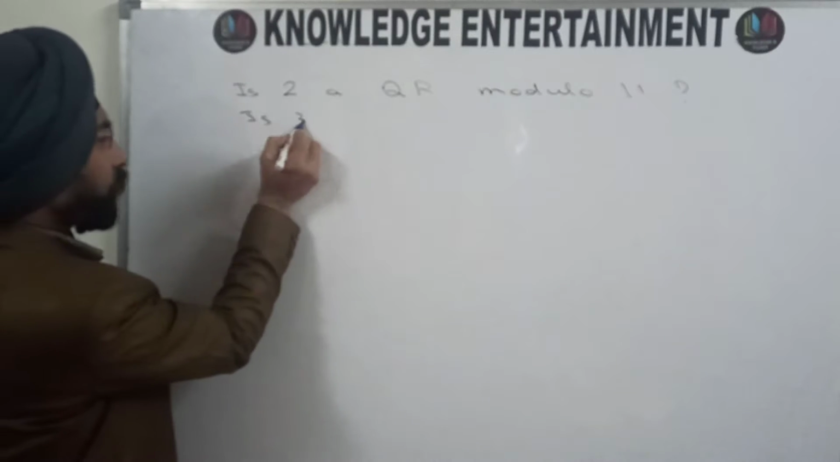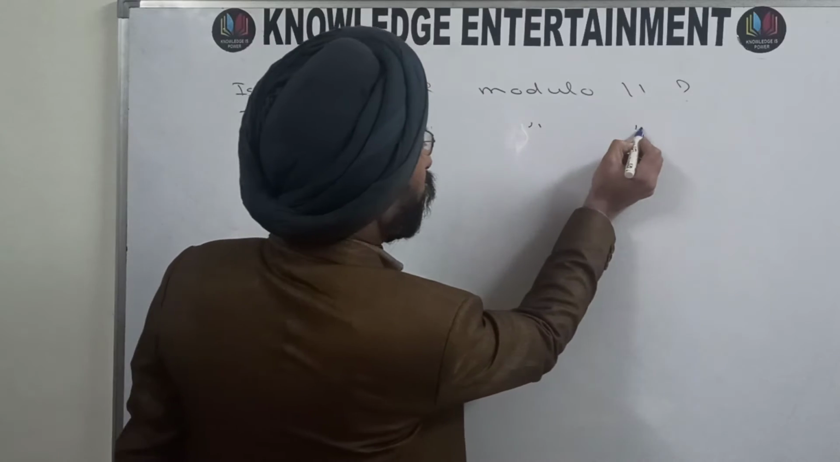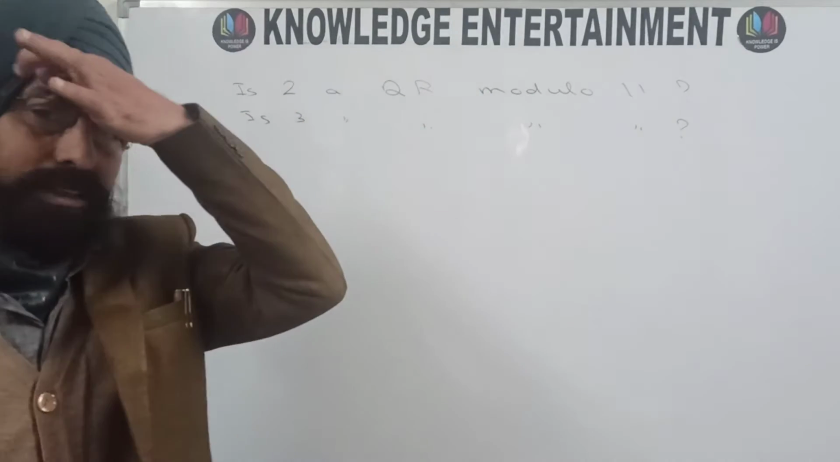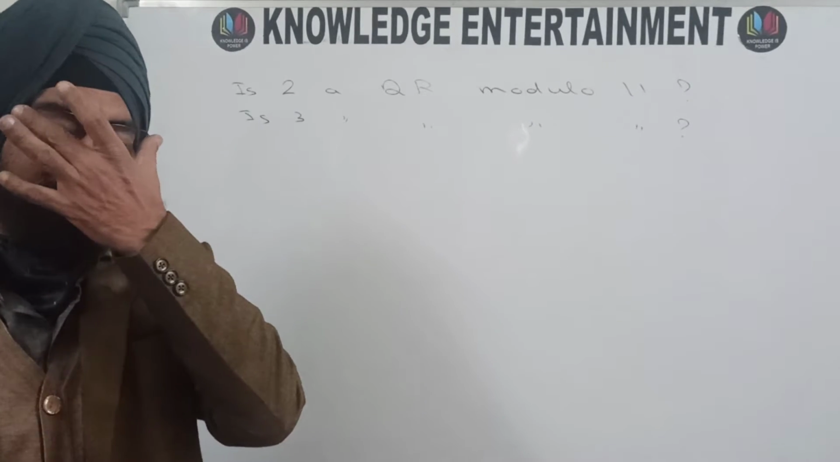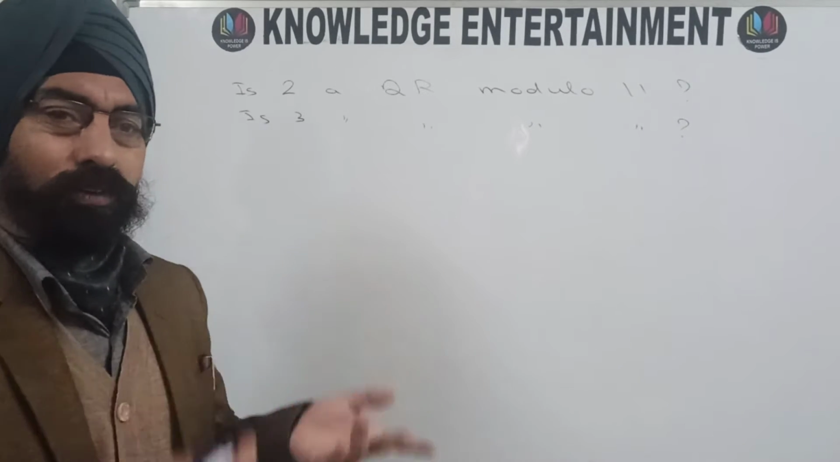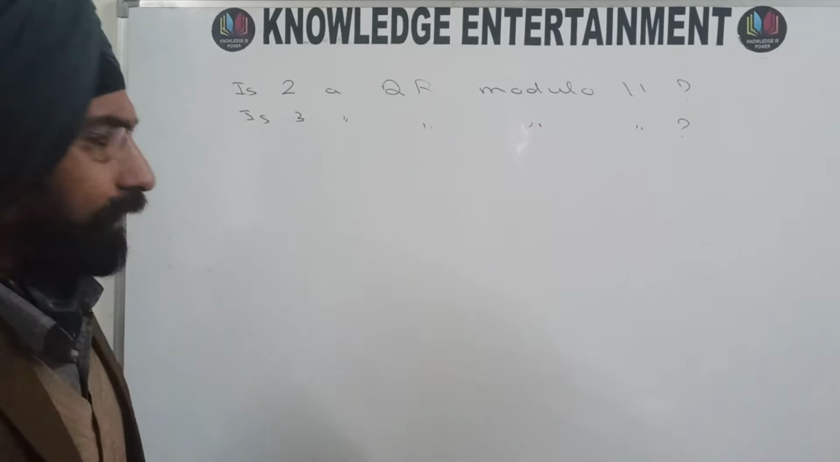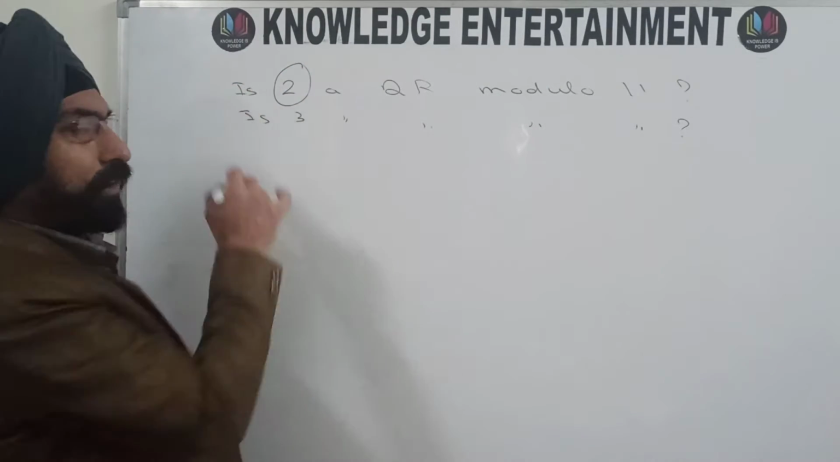Is 3 a quadratic residue modulo 11? Let us see if these are both quadratic residues modulo 11, or both are not, or one is and one is not. So let us see what happens. I'll check it one by one. So let me check first this 2.